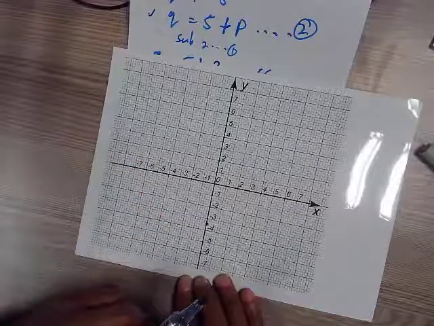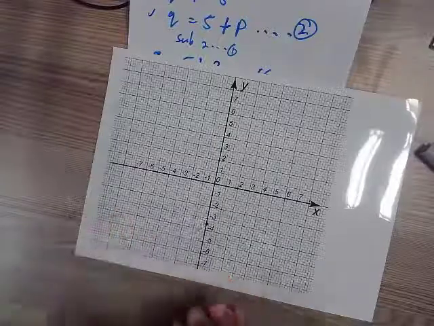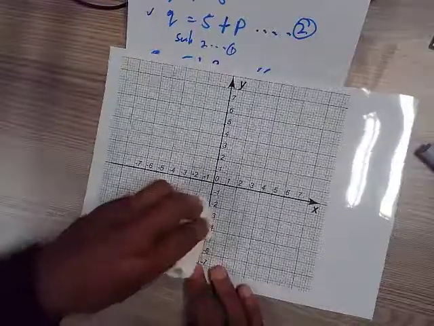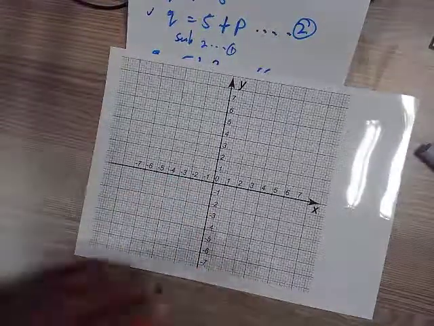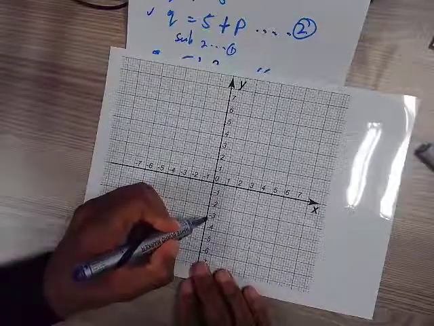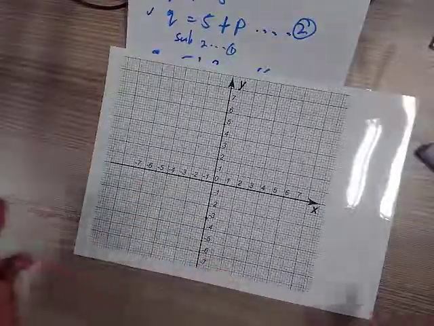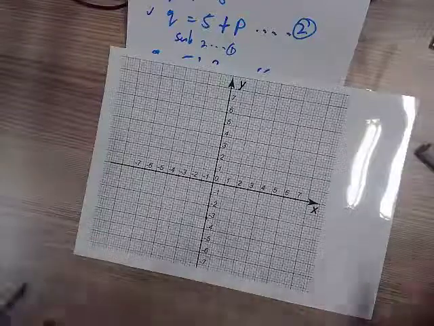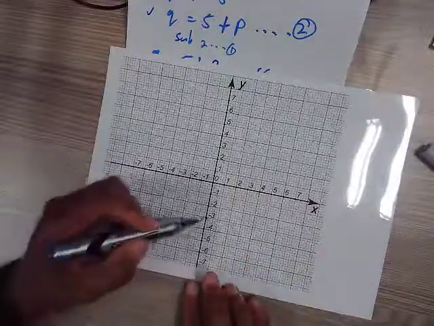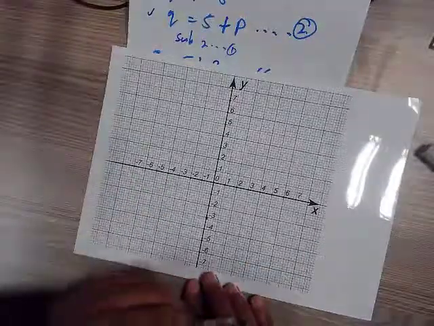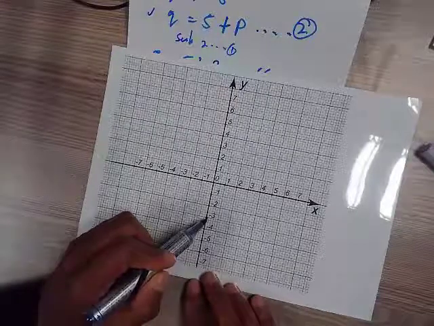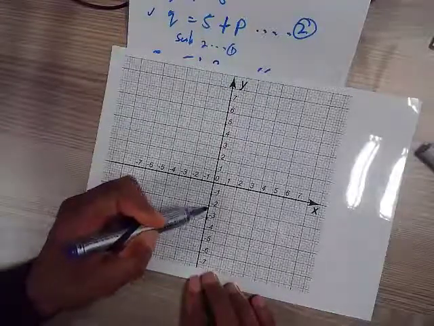In fact, this looks like 3.5. So 3.2 should be a little bit higher, just somewhere here, right? Because remember, we're not using a scale. If you're going to use a scale, then you will be precise with your graph. But with this, you have to use your common sense. 3.2 should be somewhere here, right? And there.